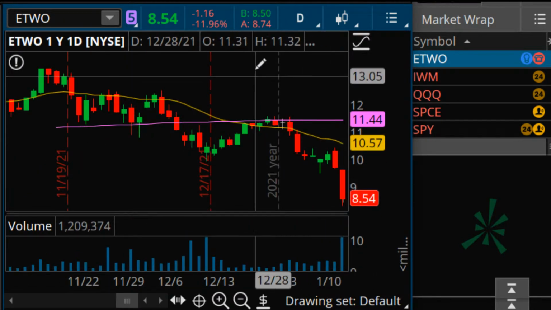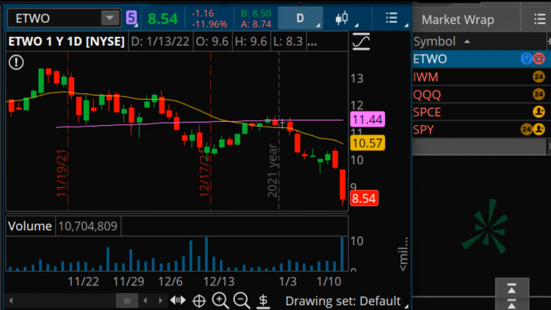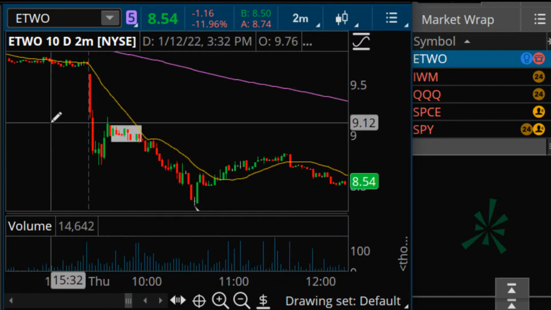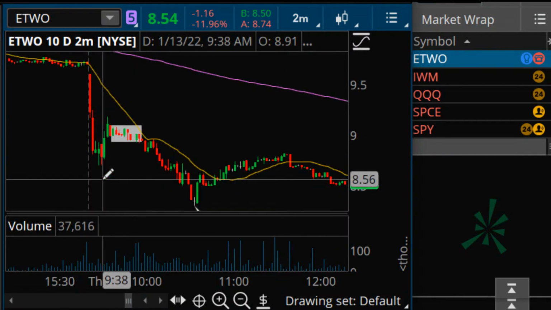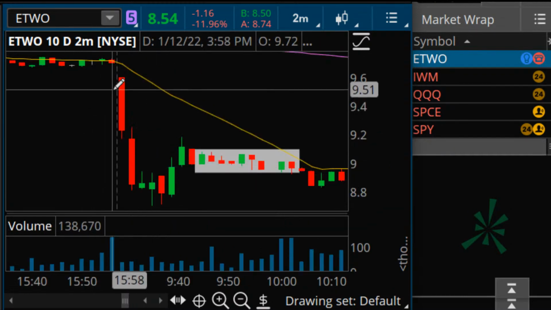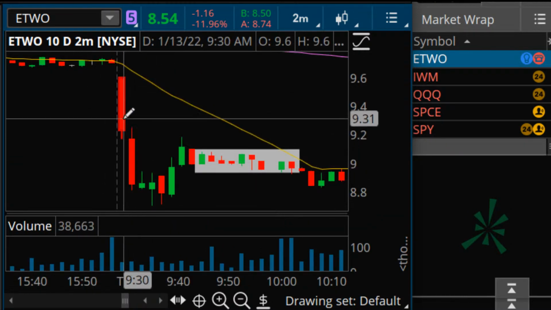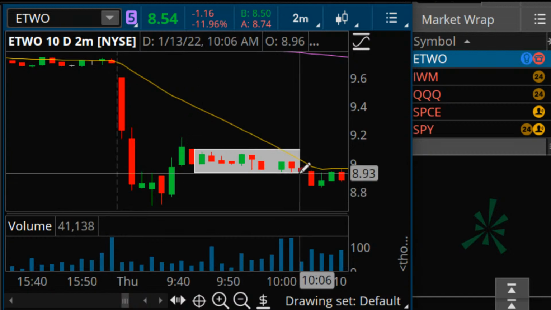Okay, but then it cleared the support. Okay, so how did it clear the support? It got sold right at the open. So that was kind of the first sign that, okay, let's pay attention to this.